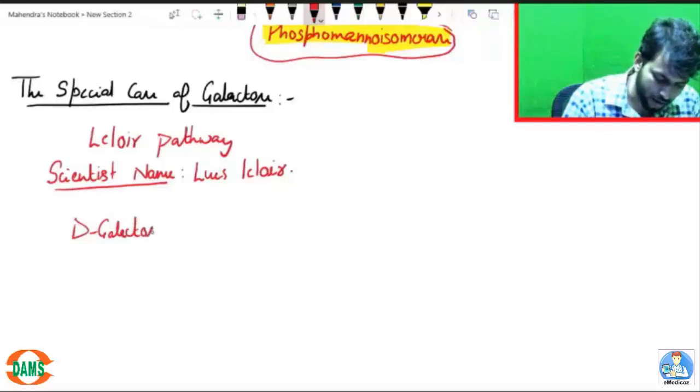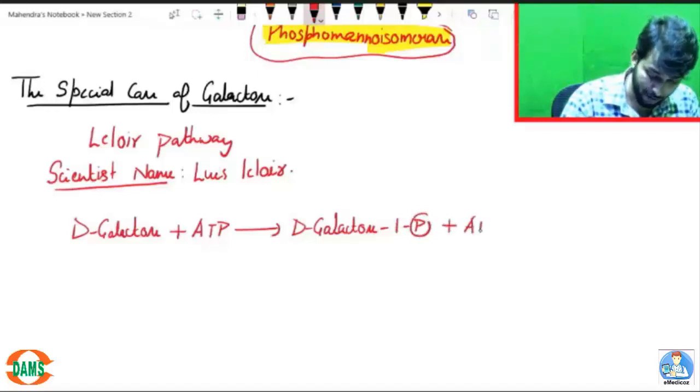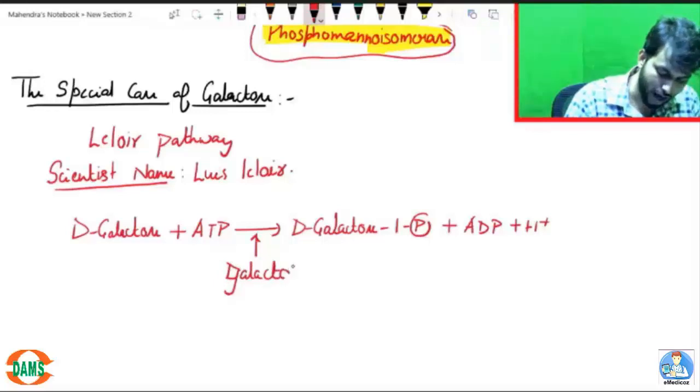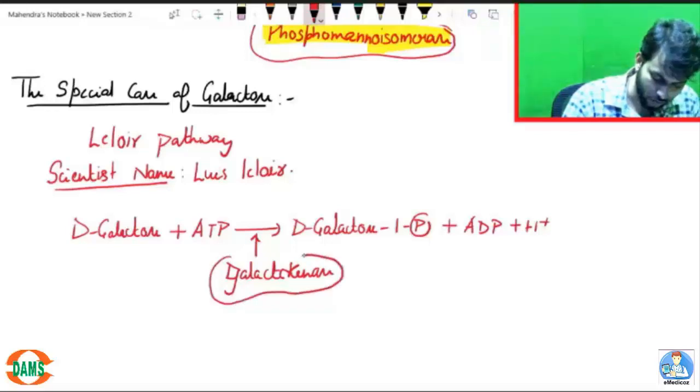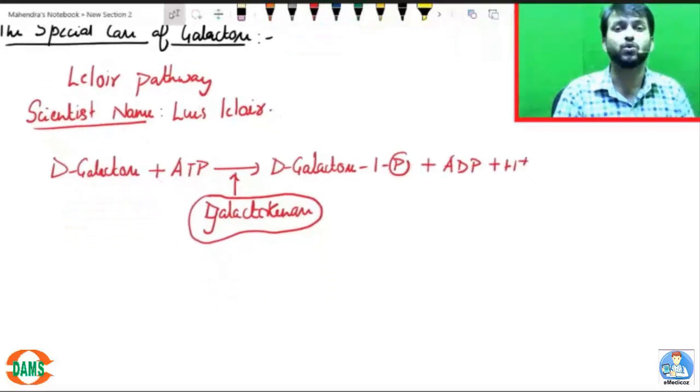D-galactose gets converted into D-galactose 1-phosphate with the help of ATP plus H ion. The enzyme here acts as galactokinase, which is going to convert D-galactose into D-galactose 1-phosphate.